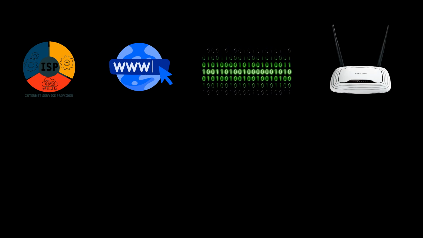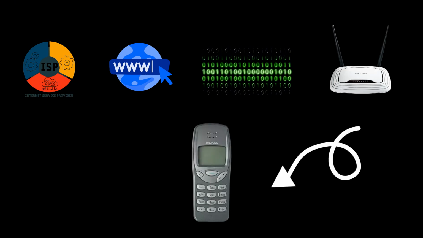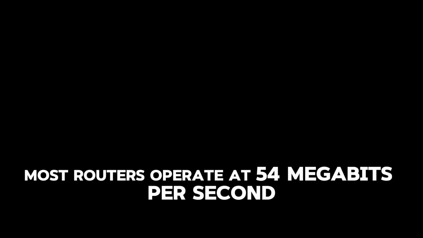The process repeats itself until you have loaded anything that requires the internet. All of this happens at an unbelievably fast rate. Most routers operate at 54 megabits per second, meaning that when such routers translate and transmit binary data, 54 million ones and zeros are taken in or sent out in a single second.